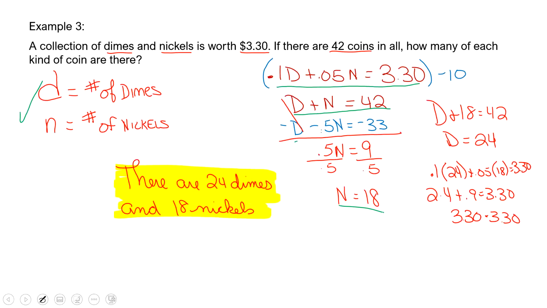And then just as one last check, I plugged it into my equation to figure out: do 24 dimes and 18 nickels actually add up to $3.30? And it did. So we had our solution and we were all good. Makes sense. Okay.